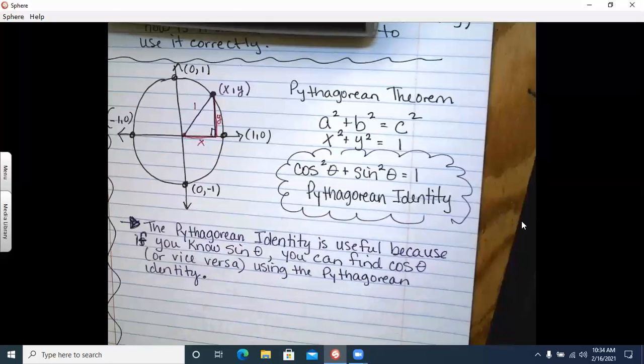So the first example that I'm going to give you, we're going to do a problem that we already know the answer to, so we can see how it really works without using the Pythagorean identity, just so I can prove to you that it will work. Okay. Anybody have a question so far? All right.